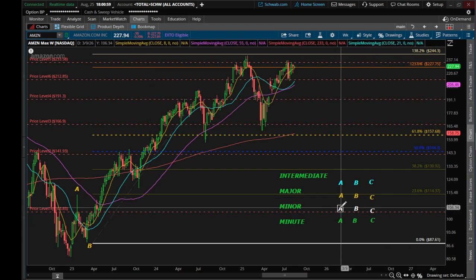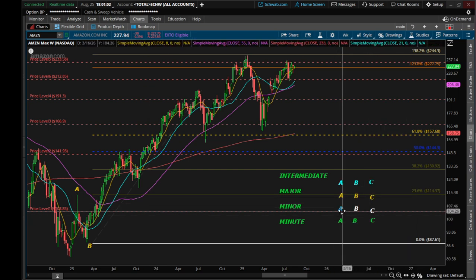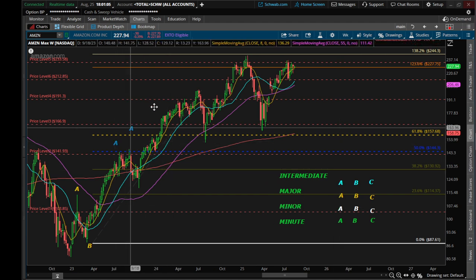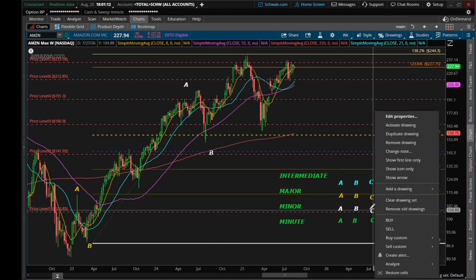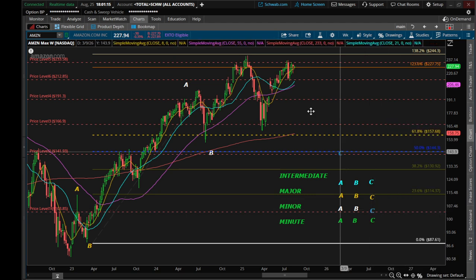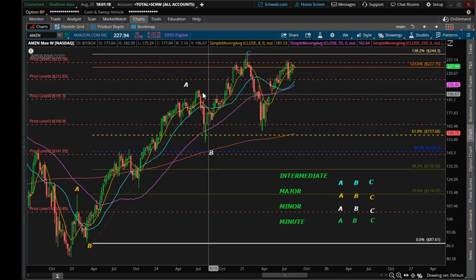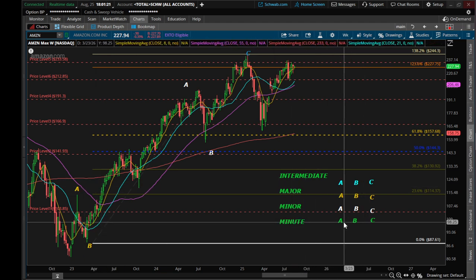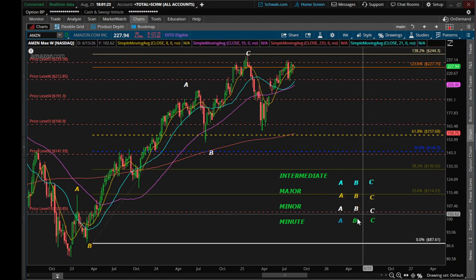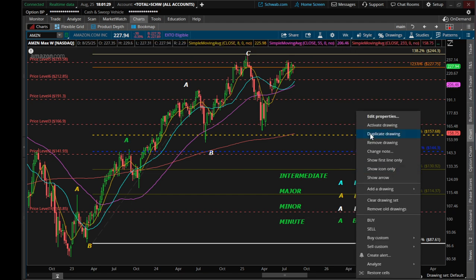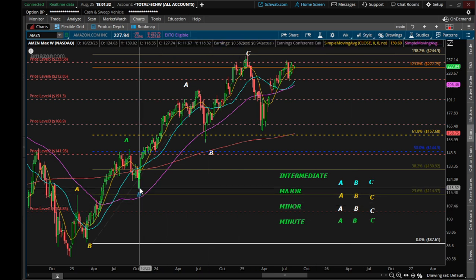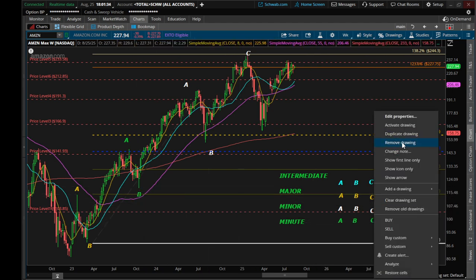All right, so let's label the internals of the C leg. So this is going to be an A here, B here, and a C here. That means the internal of this A leg was in the minute degree. So this is A completed there. This B completed here. And they all share the same extended C leg.